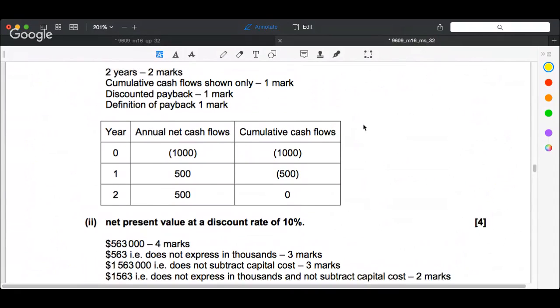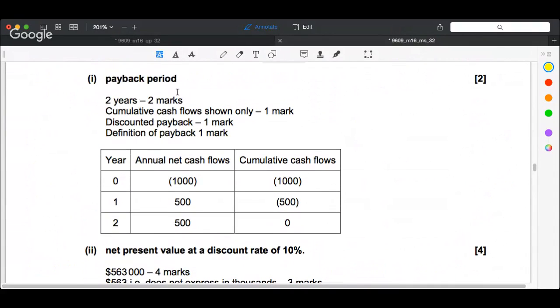Okay, let's have a look at the answers. Cumulative cash flows shown only is 1 mark. Discounted payback, 1 mark. Definition of payback. Annual net cash flows. It's 1,000 out, 500, 500 cumulative cash flows. Yeah, that makes sense to me.